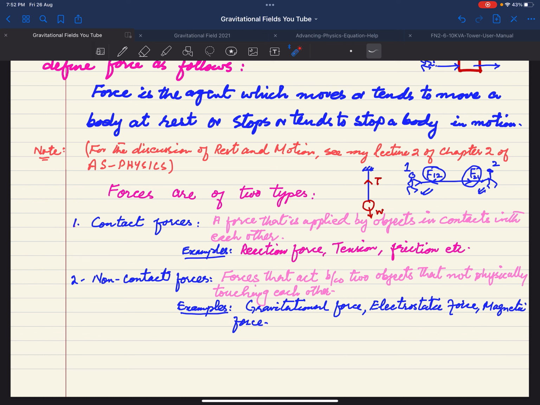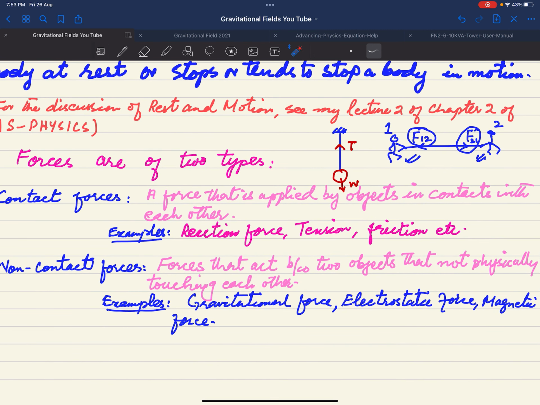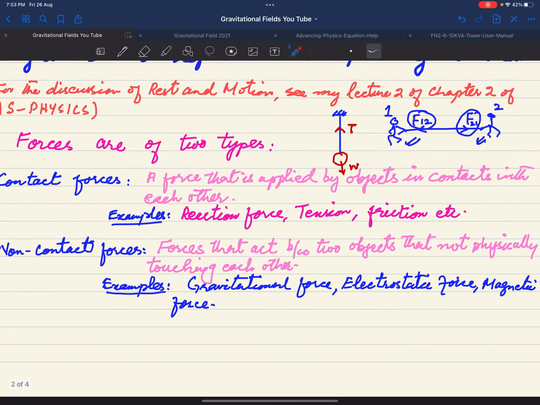On the other hand, we have another type of forces termed non-contact forces. So what are non-contact forces? This is very important. There are some situations where forces act between two objects that are not physically touching each other. A very common example: suppose you have the earth and a body is falling towards the earth.